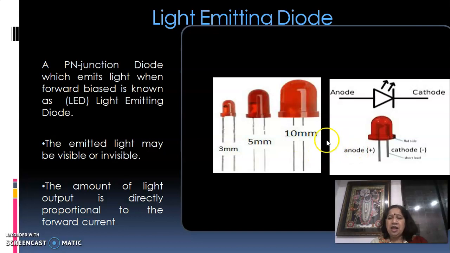So your LED has two terminals, anode and cathode. This is the symbol of the LED. Here you can see from the anode we have shown light rays being emitted, and the cathode is in the form of a bar. Physically, the anode terminal of the LED is longer than the cathode.